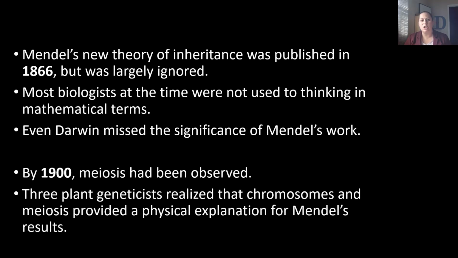But by the 1900s, meiosis had been actually observed, and 3 plant geneticists realized that chromosomes in meiosis provided the physical, actual explanation for Mendel's results. So even though his results were shown mathematically, meiosis actually being visualized and seen supported all of the stuff that he had come up with without seeing it, like these particular geneticists had.